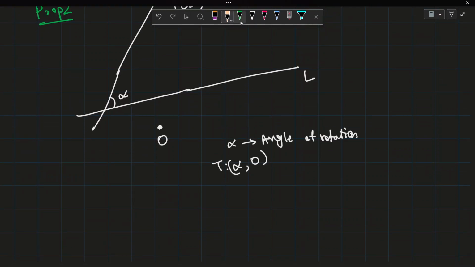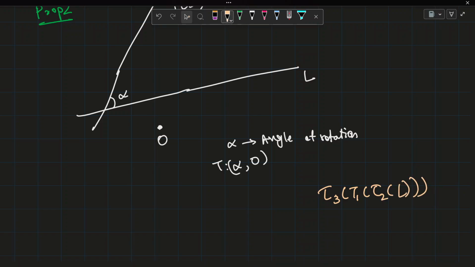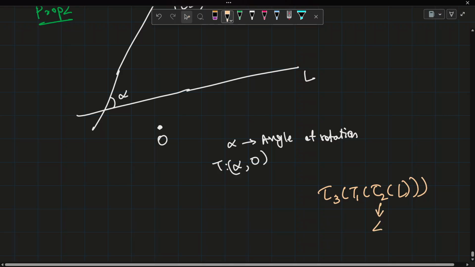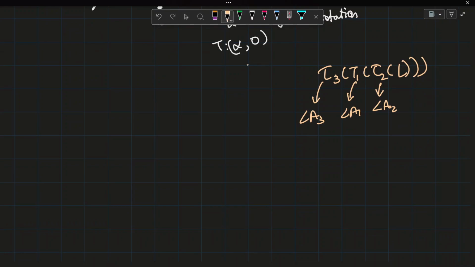So in particular, let's observe what happens to a line under the transformation given in the problem. So let's try to see what happens in T2 of, suppose, the line L. So basically we are first rotating by the angle A2, then we are rotating by angle A1, and then we are again rotating by angle A3. So these are the angles of rotation. And we know that in a triangle, angle A3 plus angle A2 plus angle A1 is equal to 180 degrees.